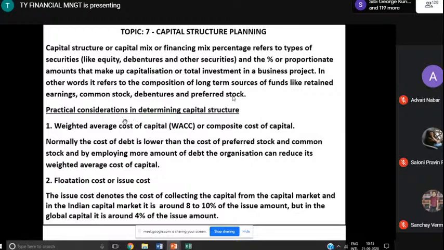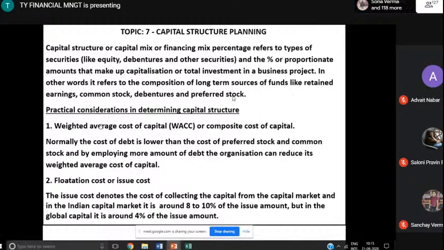Very, very clear. Now, what are the practical considerations determining capital structure? Weighted average cost of capital or composite cost of capital. This you have studied earlier. Remember? Refer back the first chapter notes. Look at the WACC notes. Who will be able to give me the notes regarding WACC? Refer back. We have written the example also.